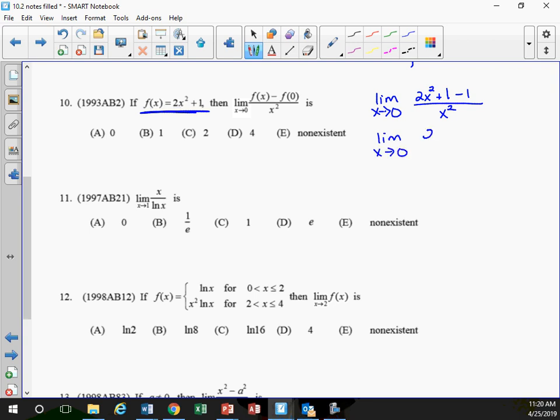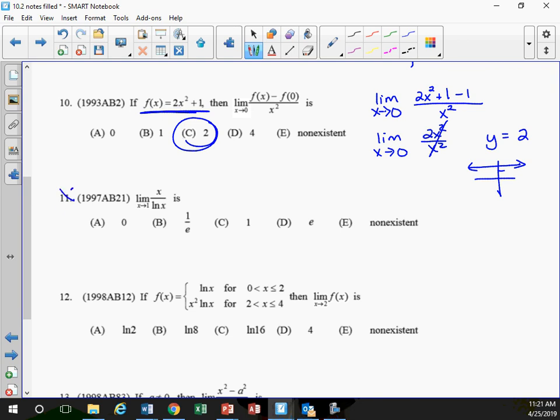Limit as x approaches 0. That's just 2x squared over x squared. So my x squareds cancel. What do you think the limit is? 2. Okay. Realize what that's asking you is it's talking about the line y equals 2. So think about that. Anywhere I am on this line, what is the y value going to be? 2. So no matter what x is approaching, the limit is going to be 2. Okay.